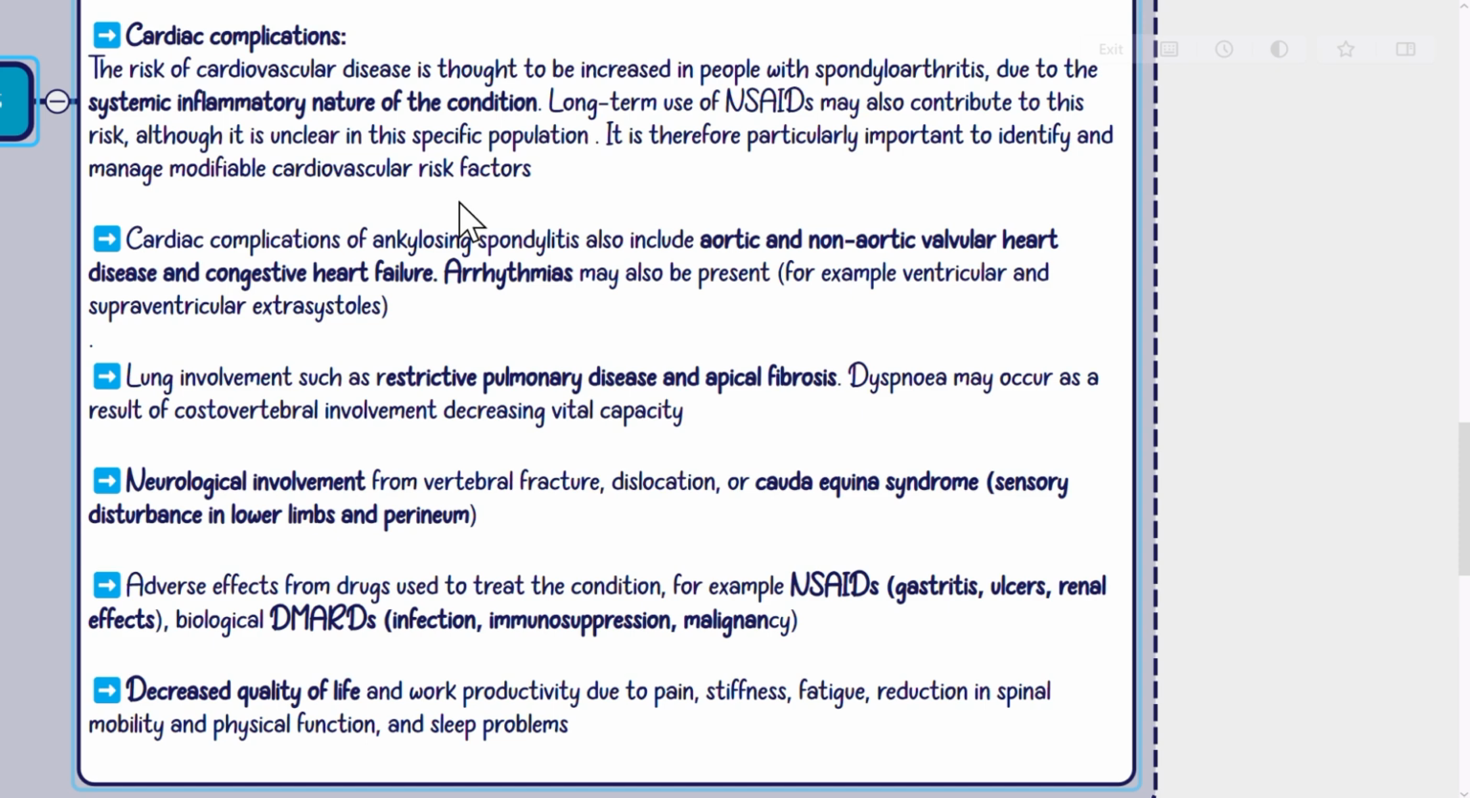Lung involvement such as restrictive pulmonary disease and apical fibrosis. Dyspnea may occur as a result of costovertebral involvement decreasing vital capacity. Neurological involvement from vertebral fracture, dislocation, or cauda equina syndrome, sensory disturbance in lower limbs and perineum. Adverse effects from drugs used to treat the condition, for example NSAIDs: gastritis, ulcers, renal effects; biological DMARDs: infection, immunosuppression, malignancy. Decreased quality of life and work productivity due to pain, stiffness, fatigue, reduction in spinal mobility and physical function, and sleep problems.